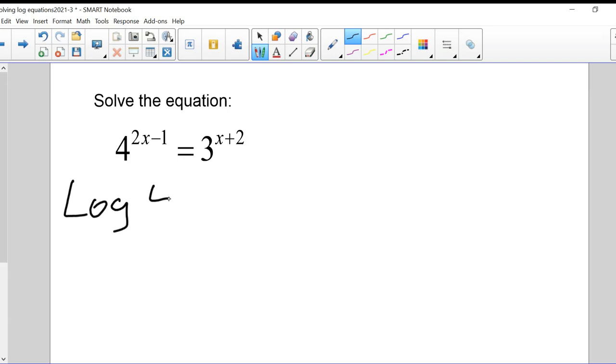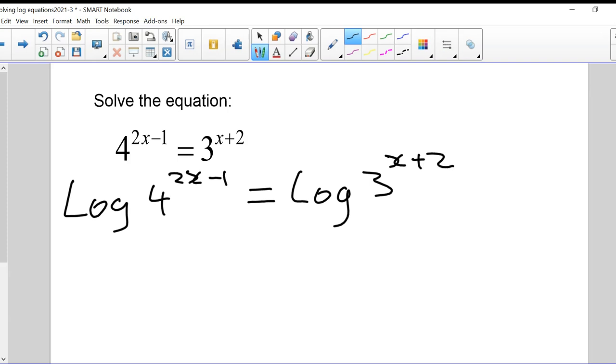The log of 4 to the power of 2x minus 1 is equal to the log of 3 to the power of x plus 2. So that actually seems like a pretty good idea. So that's the log of the two sides. By the way, the logs are base 10, just FYI. Could I have taken a different base? Yeah, I could have taken the log base 4 if I wanted to, but that still doesn't help me out with the side that has a base of 3. So I decided to take the base 10 log. That's why I took the base 10 log.